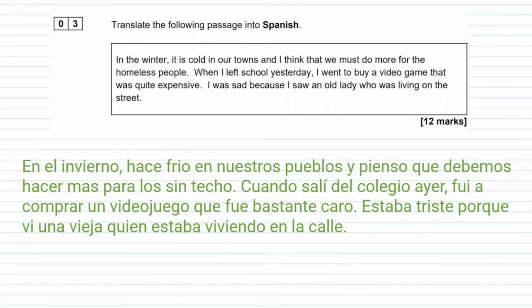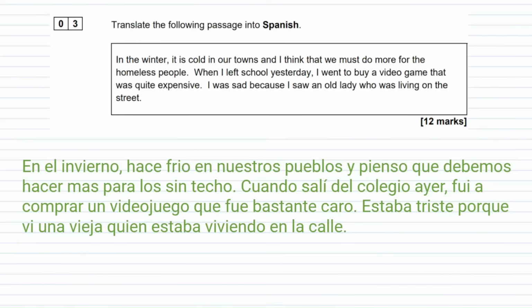So in the winter, en el invierno, make sure you note your seasons. So summer is verano, autumn, otoño, and spring, primavera. It is cold, hace frío en nuestros pueblos, in our towns, and I think that we must do more for the homeless people. Pienso que debemos hacer más para los sin techo. Los sin techo is the way of saying people without a roof or homeless people.